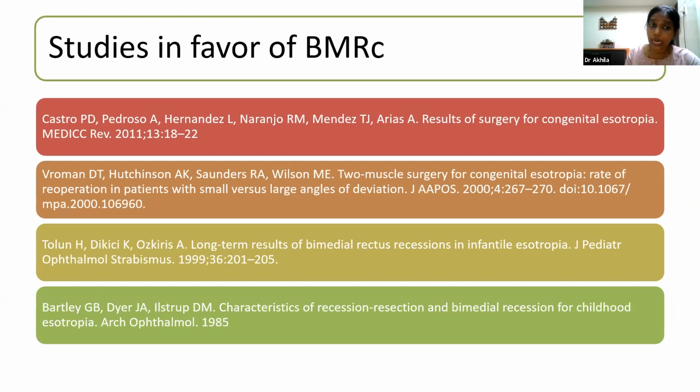Now, these are some of the other studies which I had gone through, which kind of favor a bimedial recession. That is a study by Castro, which was done on almost 127 children. But this was not necessarily because this surgery favored a better surgical outcome. It was for various other reasons, the ease of surgery and so on. So these 4 studies which I had seen have favored a bimedial recession over an R&R.